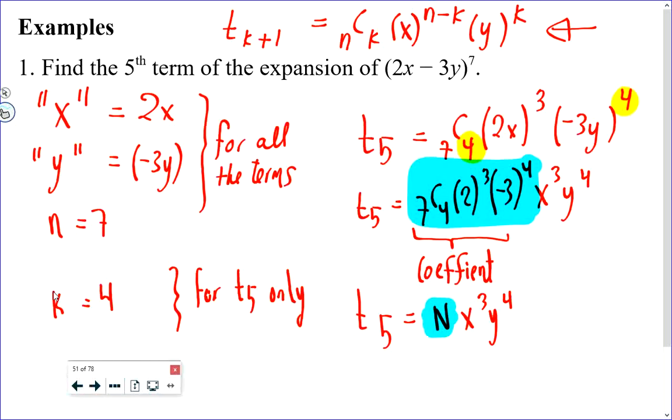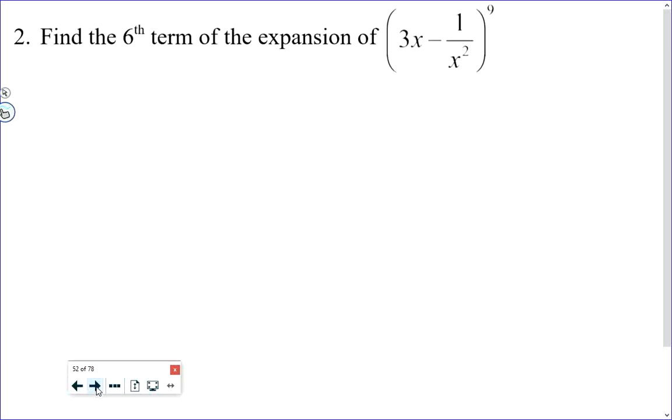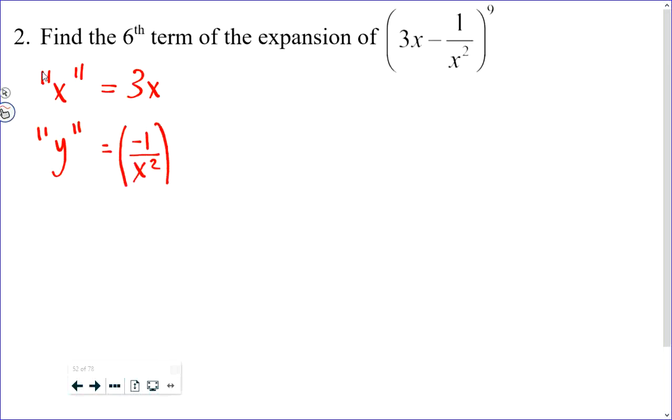Let's try example 2 now. What is the sixth term? Well, this is different because our, quote, x in the binomial is 3x, and our y in the binomial is negative 1 over x squared. What that means is that there's the true variable x in each piece of the binomial. So all of our terms are not going to contain x's and y's or a's and b's. They're just going to contain numbers and x's.